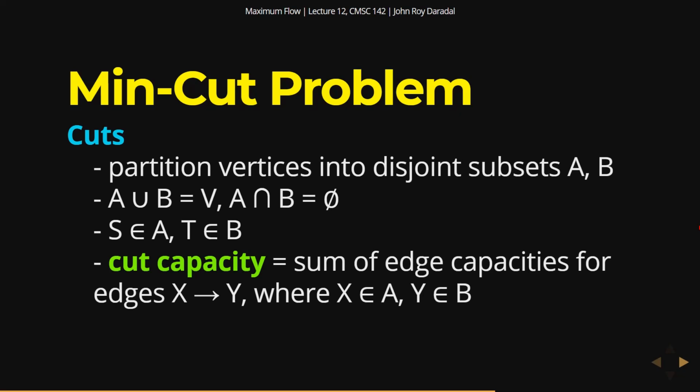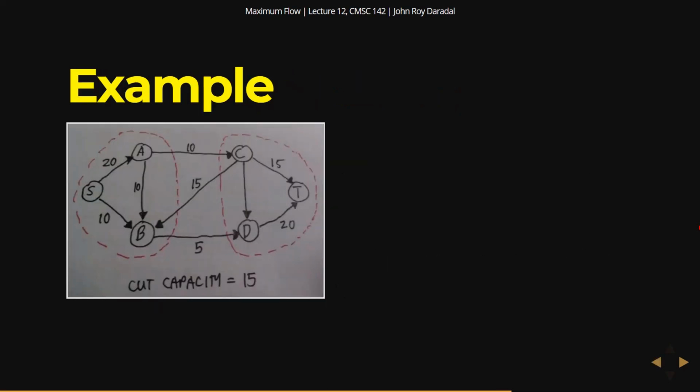And then we will define cut capacity as the sum of edge capacities for edges x to y, such that x is in A and y is in B. So that means that they are the edges that cross the cut or the partition. Okay, so we'll sum up all of the edge capacities of those edges. So how does that look?